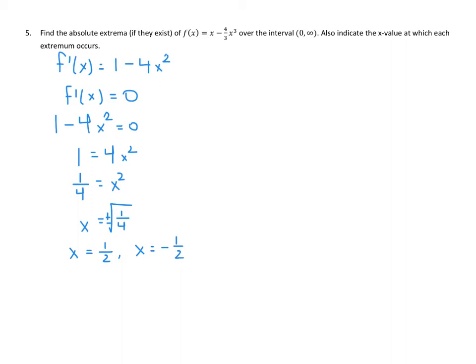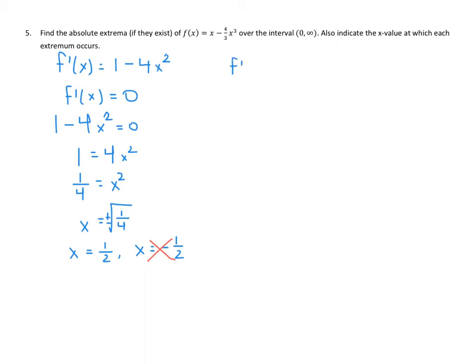However, keep in mind we're looking at the interval 0 to infinity. Therefore, we can ignore x equal to negative 1/2 as one of our critical values because it is not in the interval 0 to infinity. So, we only have one critical value on the interval that we're looking at. Since we're working on an open interval, it's not closed, and we have one critical value, then we will use the maximum minimum principle 2. So we will use the second derivative to determine whether this critical value is an absolute maximum or an absolute minimum. So let's find the second derivative.